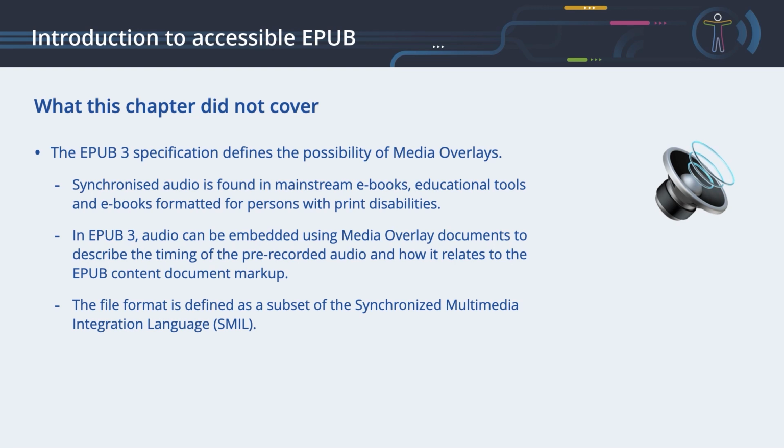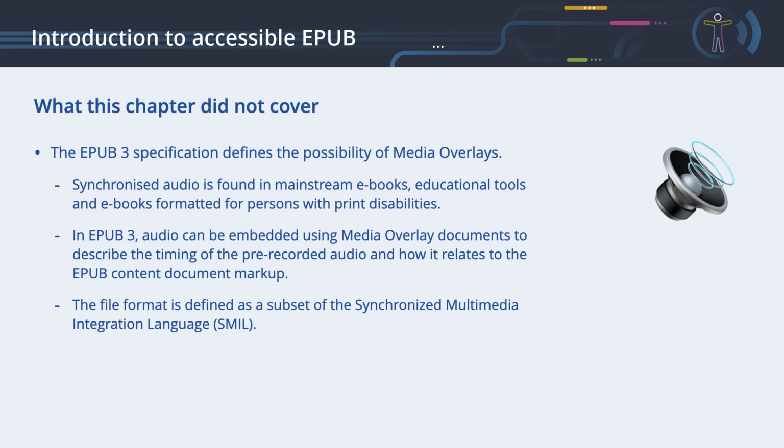The EPUB 3 specification defines the possibility of media overlays. Synchronized audio is found in mainstream ebooks, educational tools, and ebooks formatted for persons with print disabilities. In EPUB 3, audio can be embedded using media overlay documents to describe the timing of the pre-recorded audio and how it relates to the EPUB content document markup.